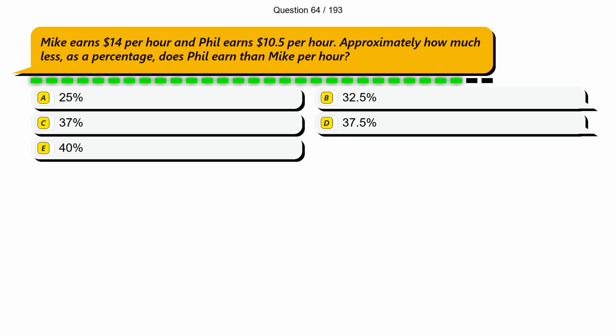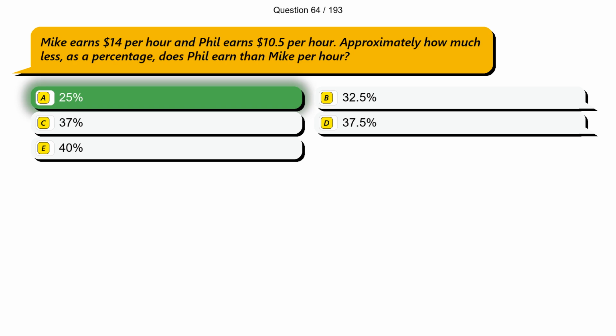Question 64. Mike earns $14 per hour and Phil earns $10.50 per hour. Approximately how much less, as a percentage, does Phil earn than Mike per hour? Option A, 25%. Option B, 32.5%. Option C, 37%. Option D, 37.5%. Option E, 40%.